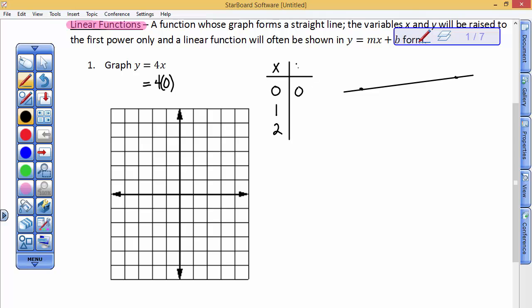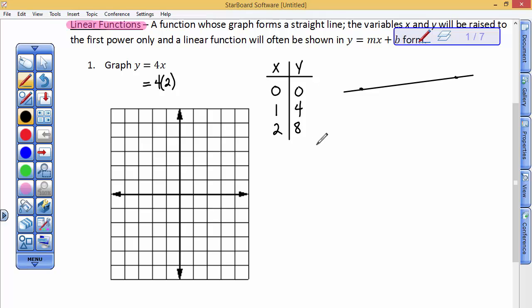The next number I want to put in for x is a 1. Here, 4 times 1. Well, 4 times 1 is 4. And then the next number in my table here is a 2, and 4 times 2 is 8. And I'm ready to graph these ordered pairs.